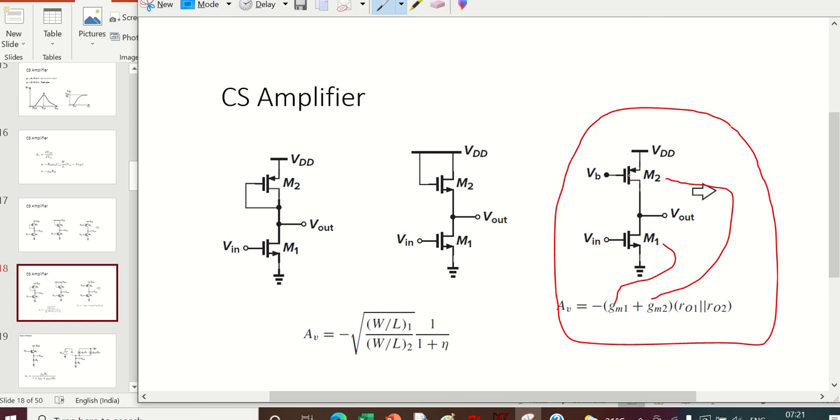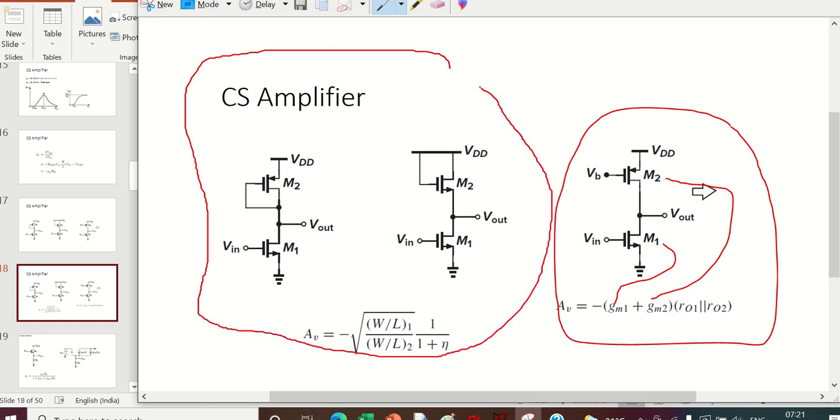The higher the W by L ratios, the higher GM1 and GM2 you will get. So try to get a good swing here. There are some issues which you will face here. This one is very straightforward. The left one is a straightforward thing. It has this formula. Just try to implement this and you can try to get a good gain here. So this is all with the NMOS variant. These are all NMOS.